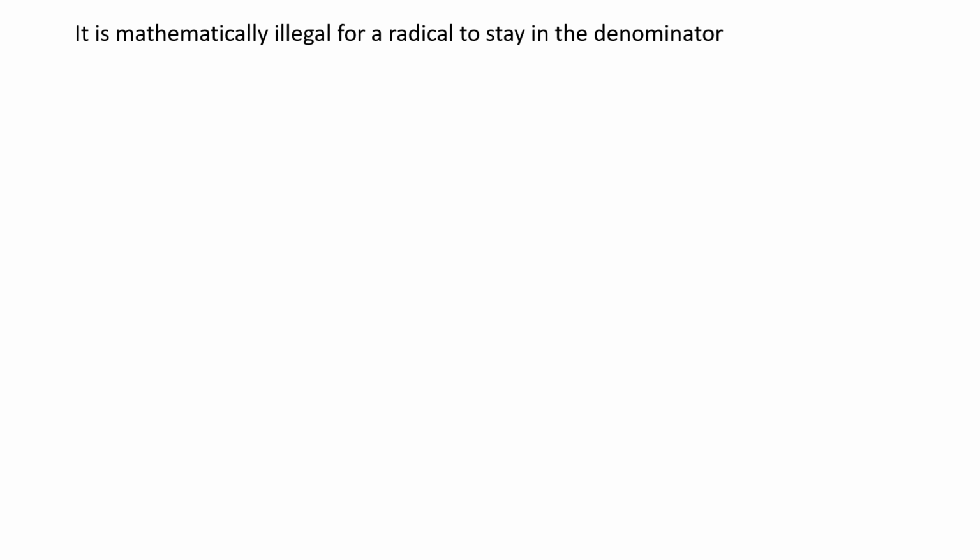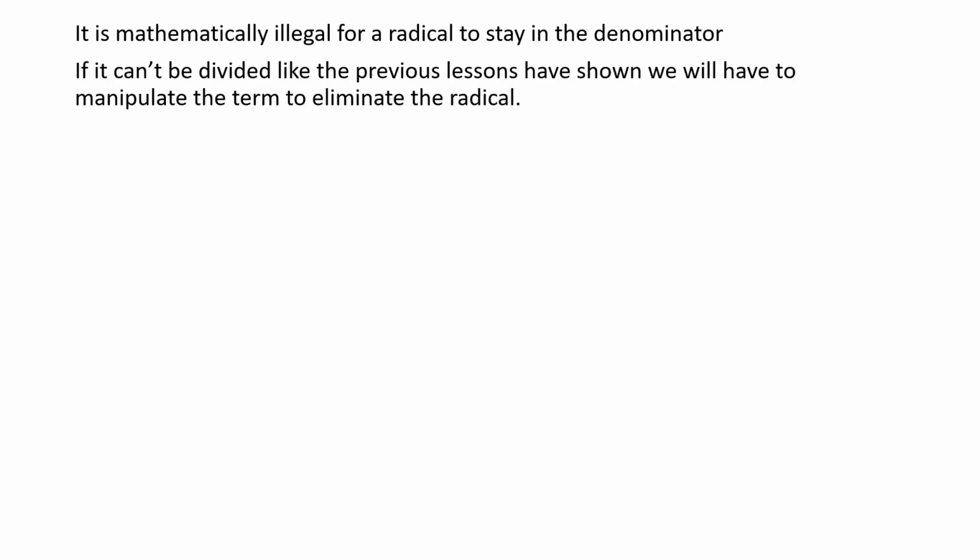So here's the deal. It is mathematically illegal for a radical to stay in the denominator. You can have it while you're working, but you cannot have it at the end for your answer. If it can't be divided like the previous lessons, where we had like square root of 12 over the square root of 2 and it could divide down, then we have to manipulate this term in such a way that the radical will go away. All right?